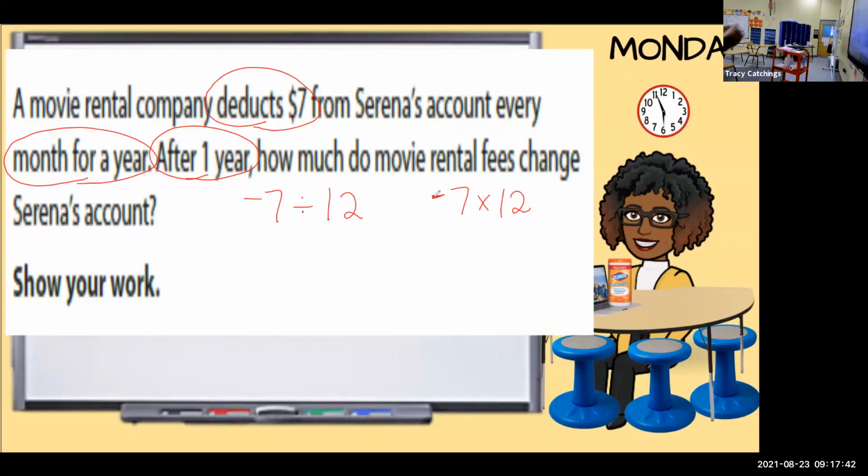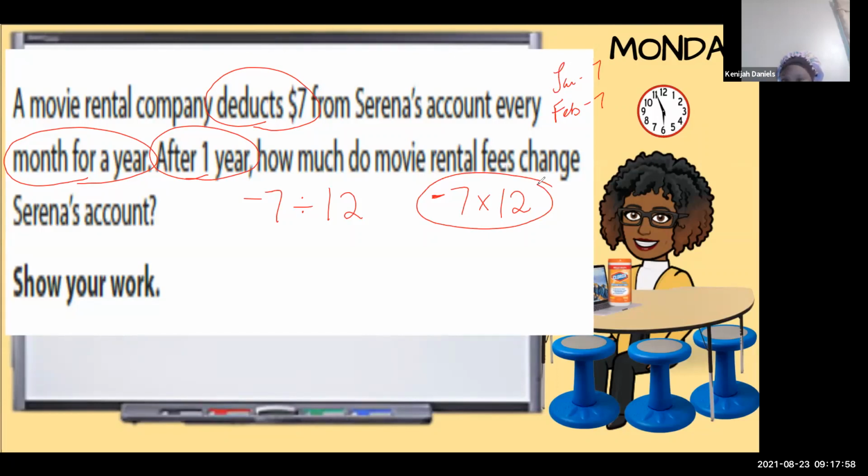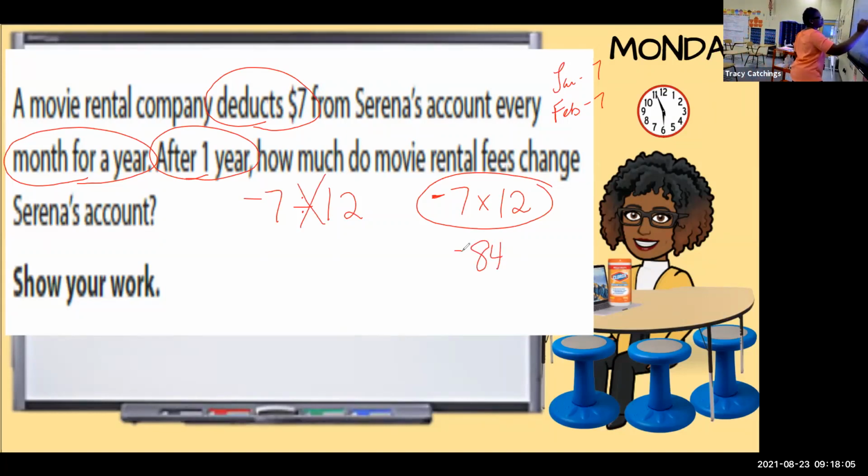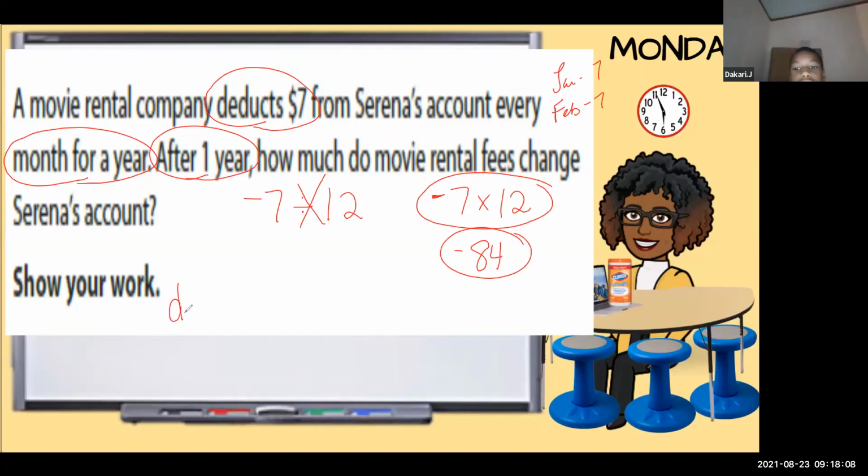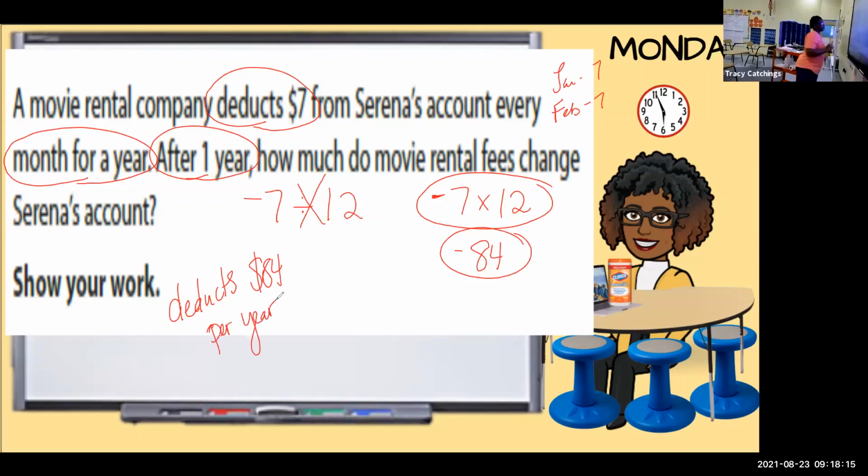Multiplication would be correct. That's like saying in January we took out $7, February we took out $7, so it would be the one with multiplication. All right, and what's 12 times 7? 84. Good job, 84. Would that 84 be positive or would it be negative? Negative. So that means they would deduct $84 out of her account for a whole year.